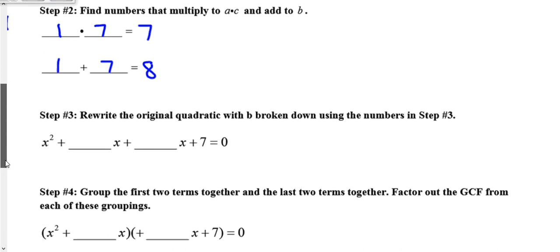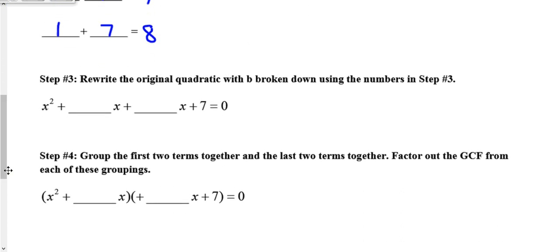So now what we're going to do is use those two numbers, 1 and 7, and we're going to rewrite the original quadratic with B broken down. So this will be 1x. The x is already there, I don't need it. This will be 7x. Now just to kind of recap what we just did, I have x squared, and then if I add 1x plus 7x, that would be 8x, and then I have plus 7. So what I'm doing is breaking down this 8 to the two values that we just came up with, 1 and 7.